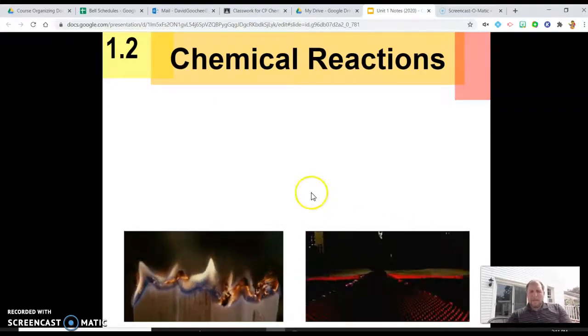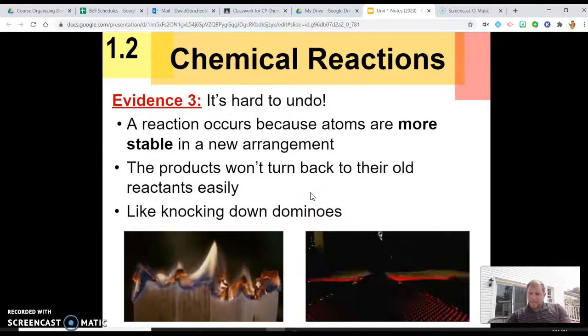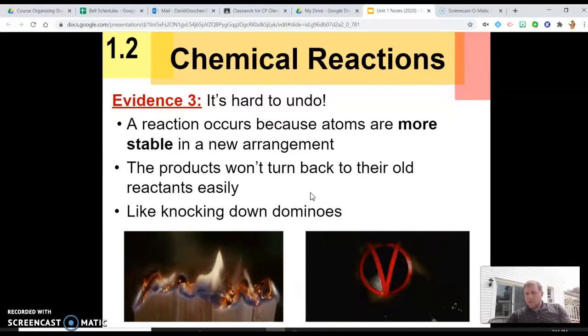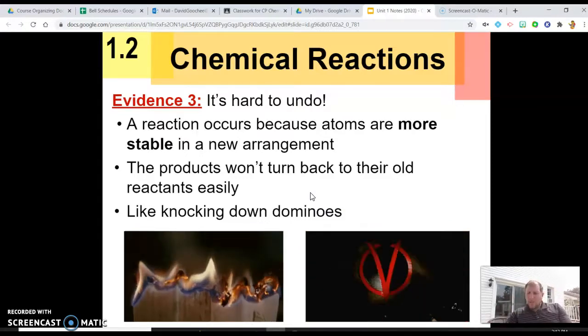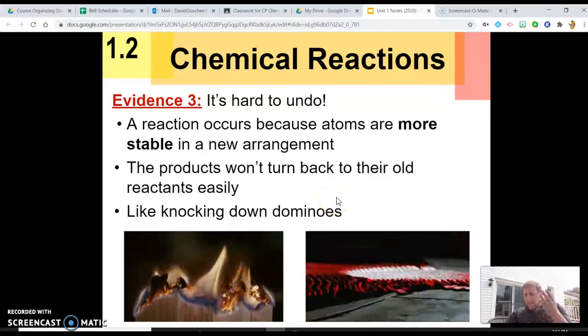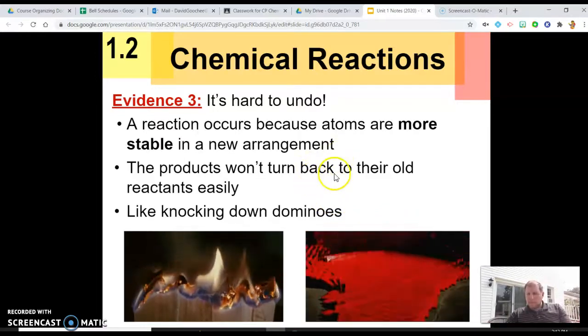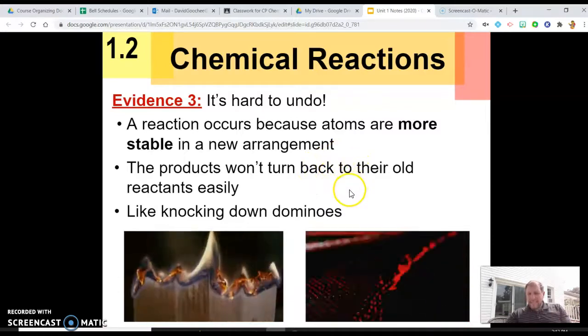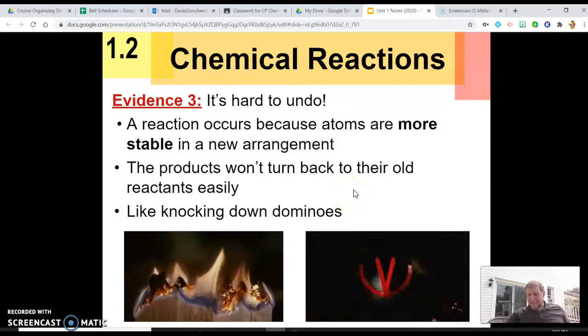The last piece of evidence of a chemical reaction is this. It's hard to undo. Most chemical reactions go one way, or if they do go back and forth, they tend to settle in one direction. And the reason, as I said, is that atoms try to get into more stable bonds, more stable arrangements. So once they get there, once they release all their excess energy, that's it. They're going to stick around there.